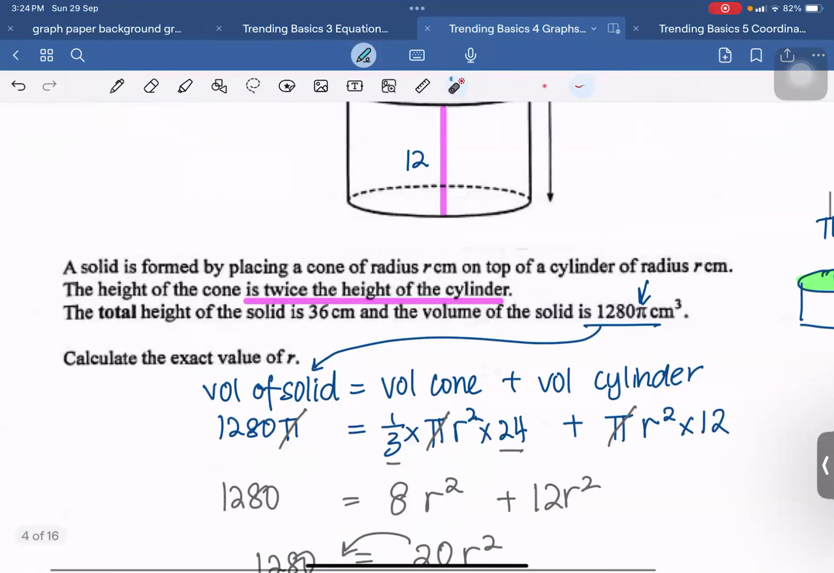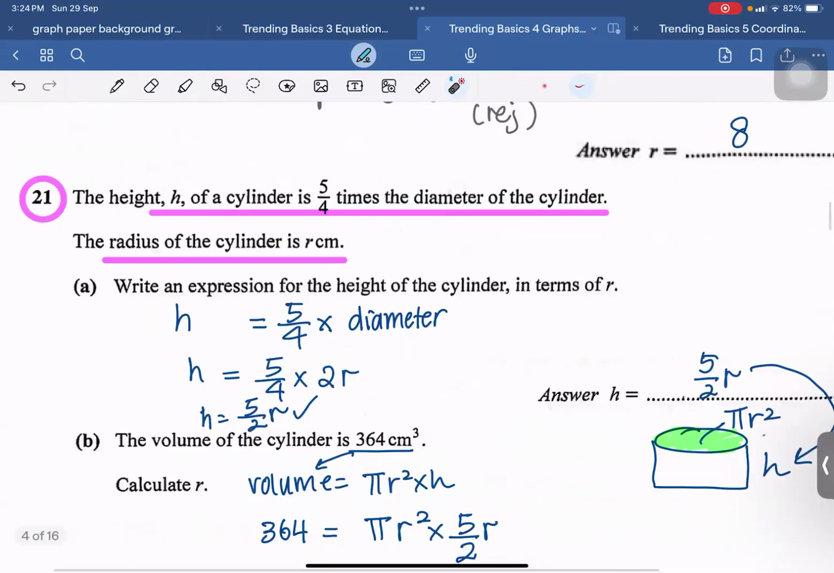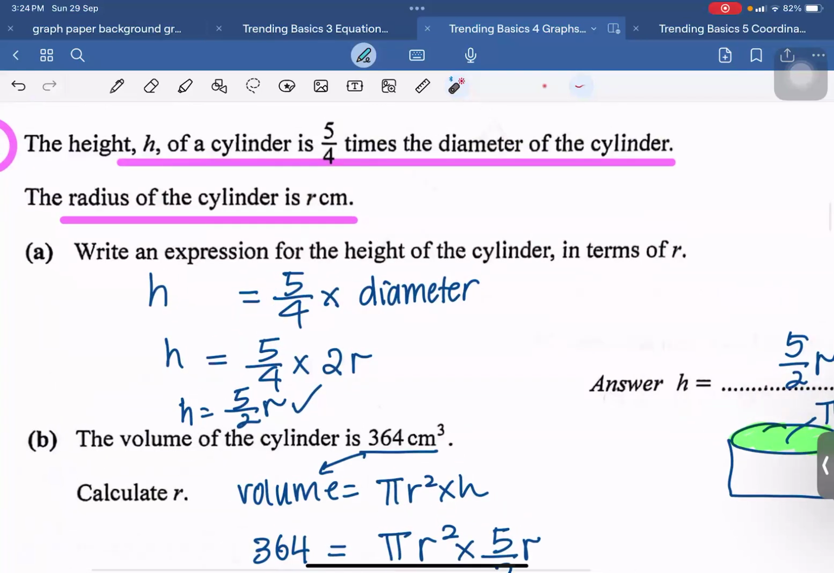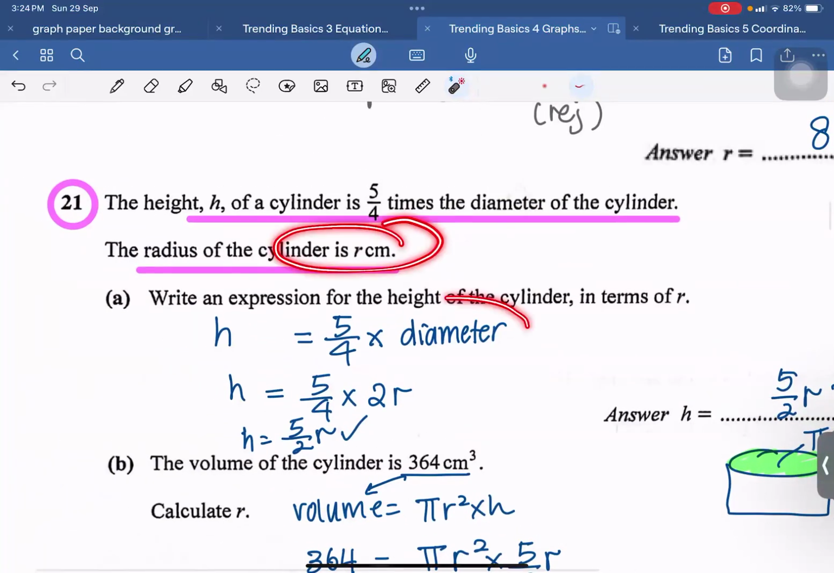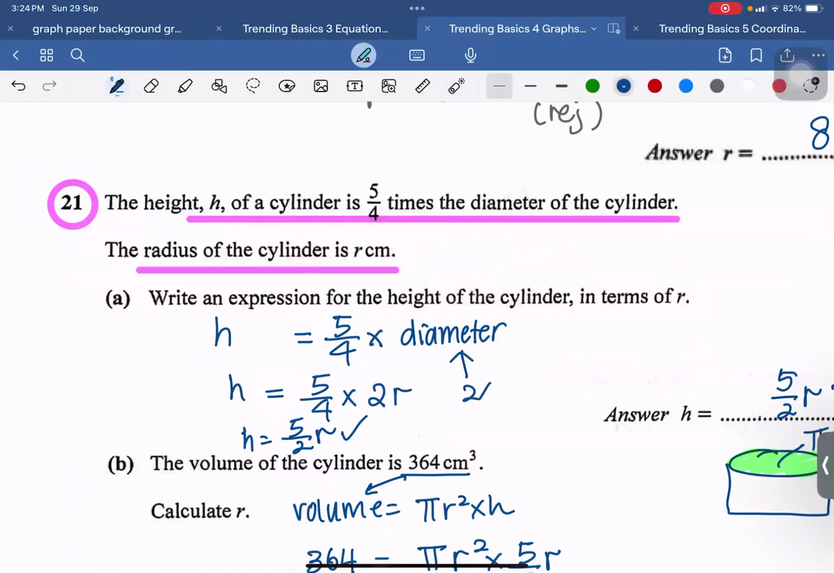I think she's talking about 21A. 21 part A, right? Oh, diameter and radius. What's the relationship between diameter and radius? Diameter is 2 times radius. So times 2. Okay.